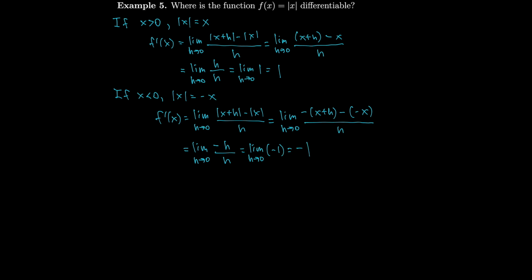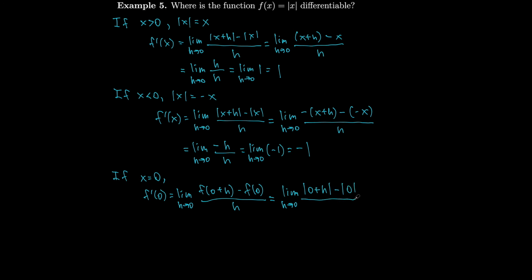Okay, we still didn't consider what happens if x equals 0. So let's check out that part. If x equals 0, then our derivative at 0 is equal to the limit of f of 0 plus h minus f of 0 over h. So that's the limit of absolute value of 0 plus h minus absolute value of 0, over h. Okay, so 0 plus h is just h, so it's absolute value of h. Absolute value of 0 is 0, so we can forget about it. And we get that it's the limit of absolute value of h over h.